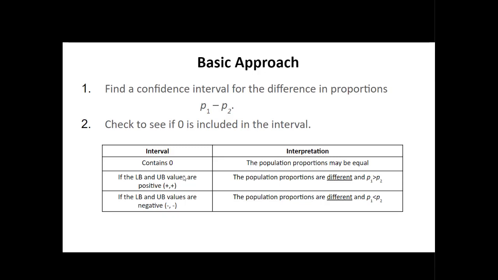If those values are greater than 0, both the upper bound and the lower bound are more than 0, so they're positive, then your first proportion will be greater than your second one. If the opposite is true, if the lower bound and the upper bound values of your confidence interval are negative, then your first proportion is less than your second proportion.